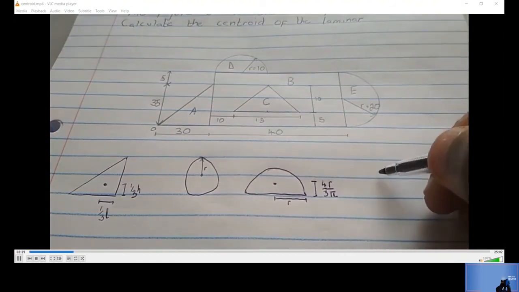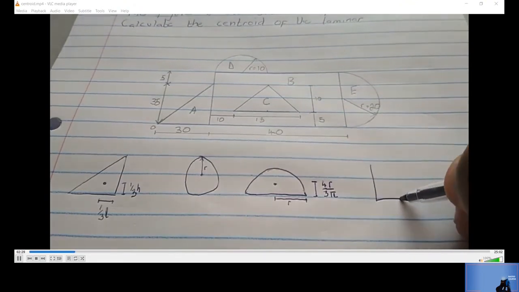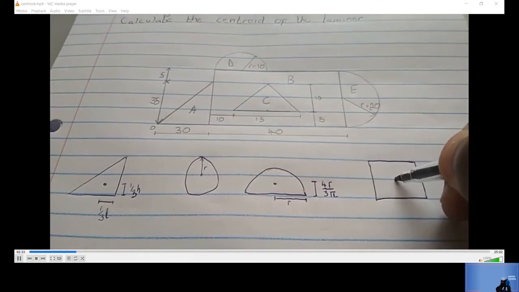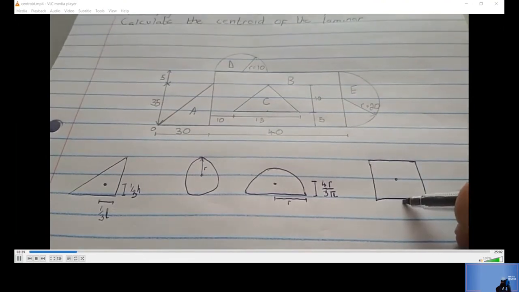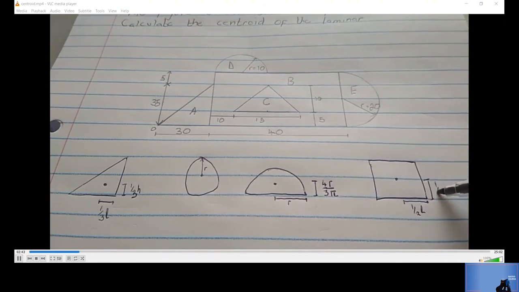All right, and then the last one is a rectangle. The centroid is right there at a distance of a half of the length and a half of a height. Those are the few basics that you need to know to tackle this question.